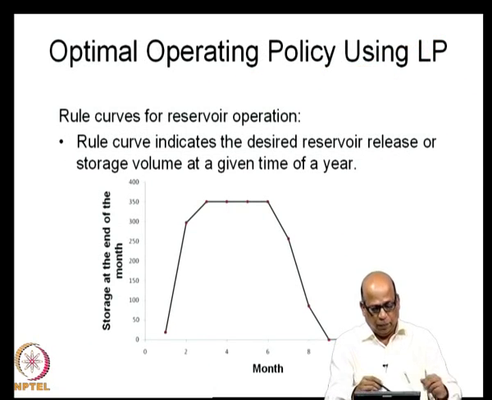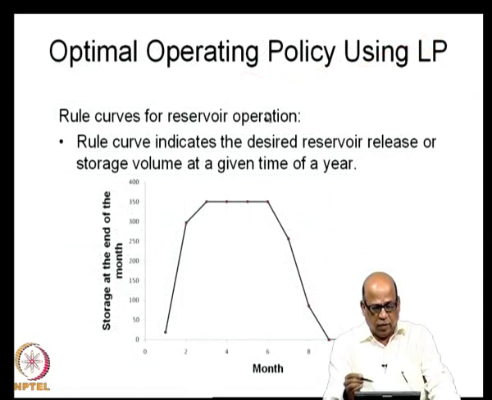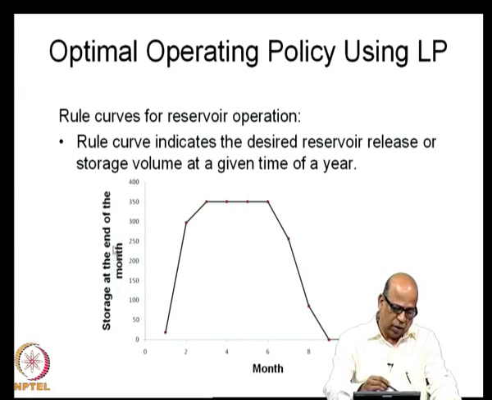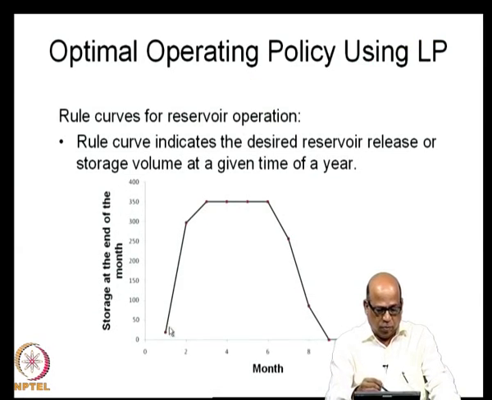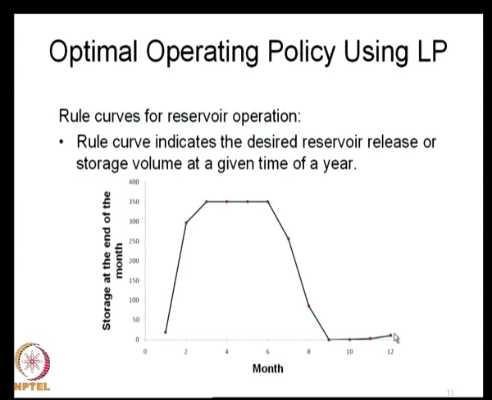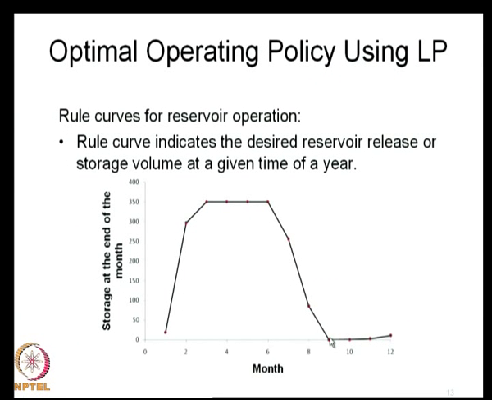Now, that is what we do from this. Let us say that you start with time period t equal to 1, and the desired reservoir release or storage volume at the end of the month. So, storage at the end of the month is what we are showing. So, at the end of the month you may have 19.29 and this is how you show the storage levels, and at the end of the 12th time period you may get 10.36 and there may be certain periods in which you may have storage of 0. So, this shows the policy.